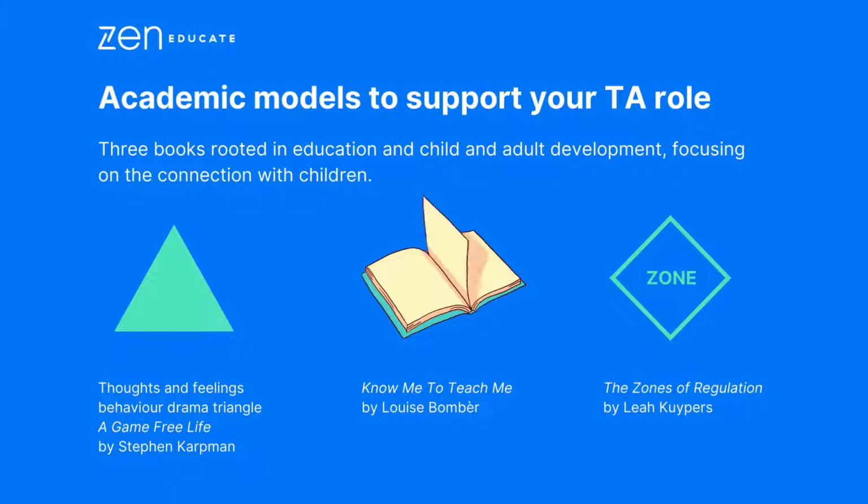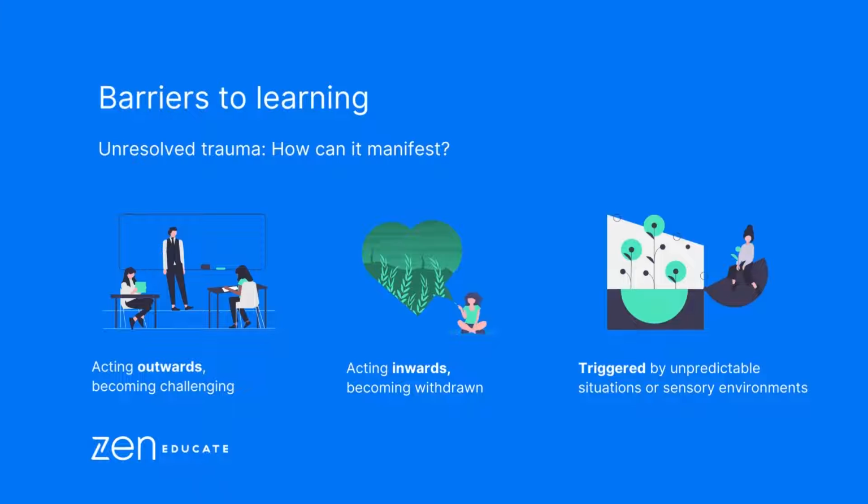As schools move towards creating inclusive and trauma-aware environments, Cartman, Bomber and Kuipers focus on the importance of connection with children and young people, while understanding the impact of unresolved trauma as a barrier to learning. Unresolved trauma can manifest in a person acting outwards and therefore becoming challenging, or acting inwards and therefore becoming withdrawn. Pupils with unresolved trauma can be triggered by particular situations or sensory environments, and this can be unpredictable for teaching assistants.